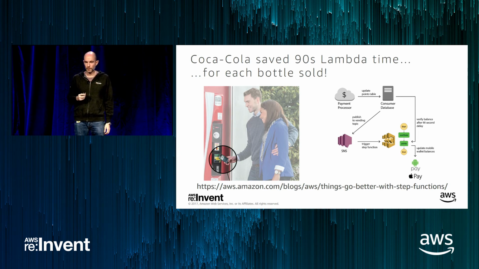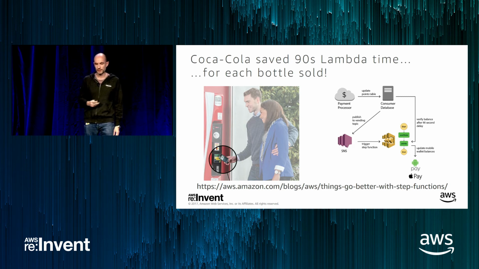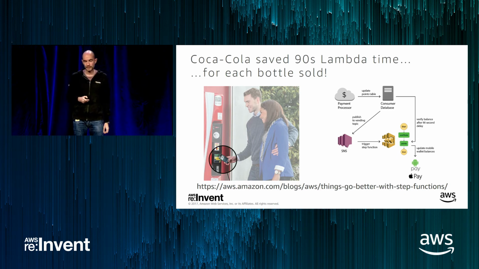And now they are saving a lot of money for each. They're saving 90 seconds for each individual bottle sold out of those machines. That can add up to a lot here. So there's a blog post about that. You can read it up here. And a great way to save money by optimizing your Lambda functions.